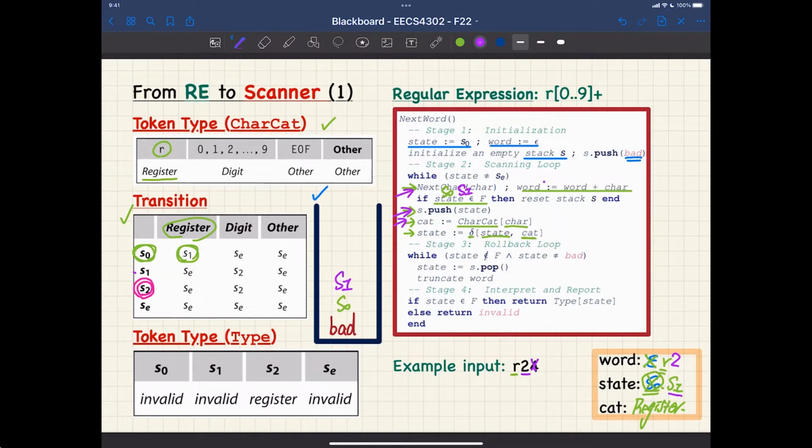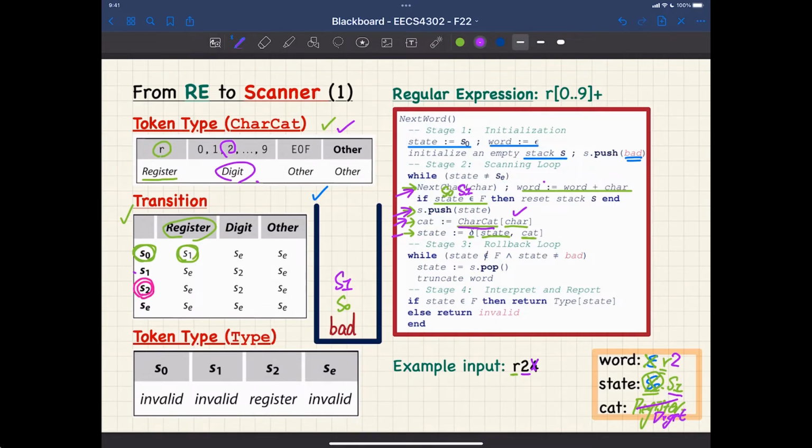How do we look it up? Go to the table here, and then the character we are considering now is 2. Right? Digit. That's the category. All right? So that means the category is now changed to digit.